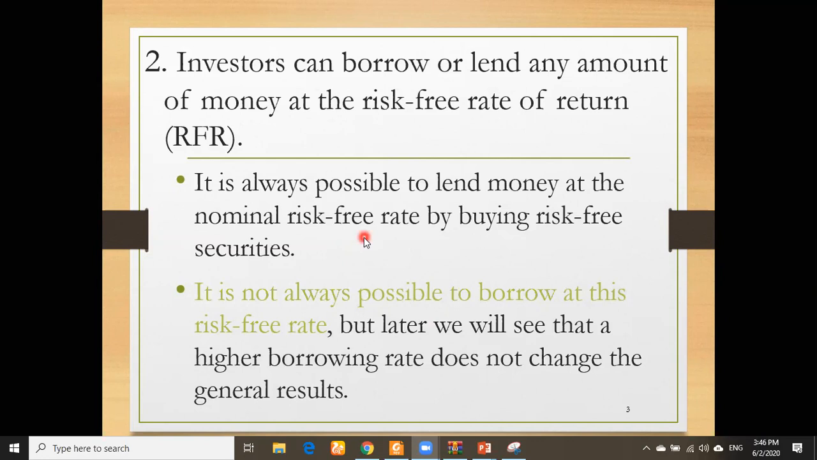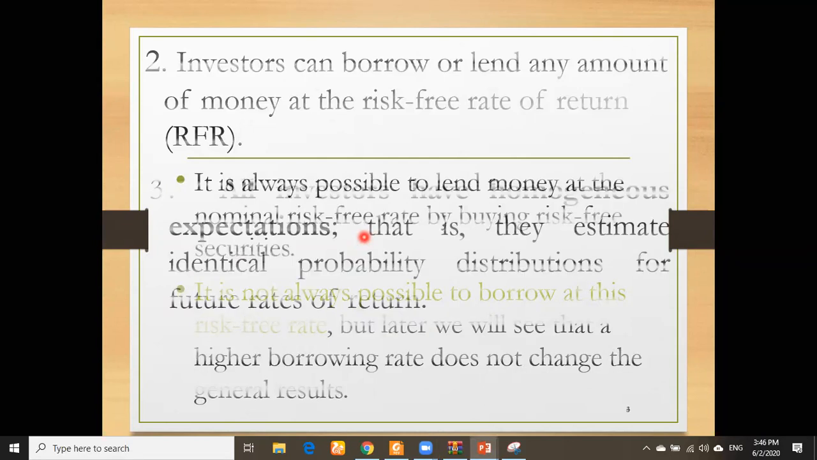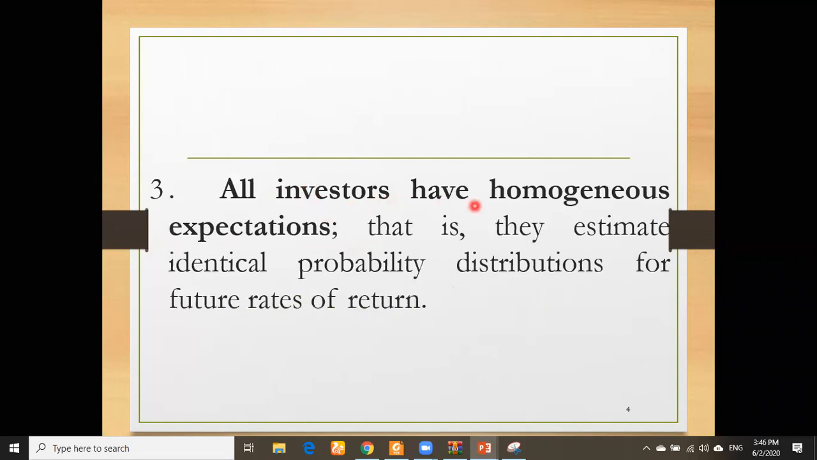So this is the second assumption. The first assumption was that all of the investors are Markowitz efficient investors. It means that they want to invest on that efficient frontier. And the second assumption is that investors can borrow and lend at the risk-free rate. The third assumption of the capital market theory is that all investors have homogeneous expectations.